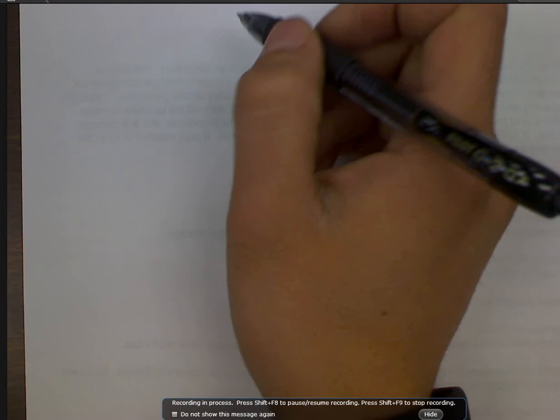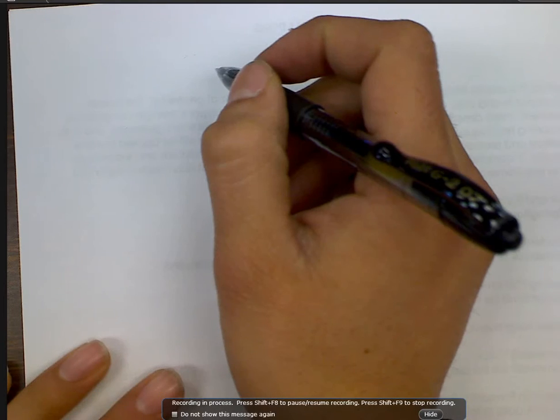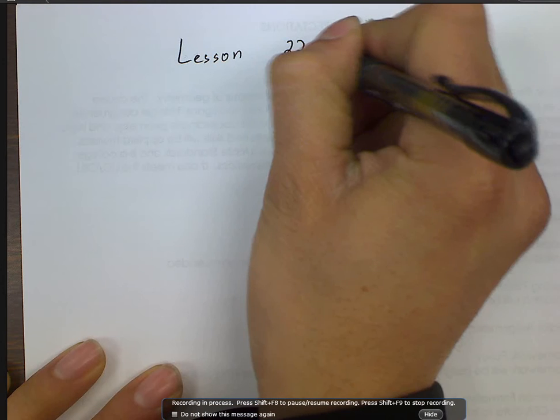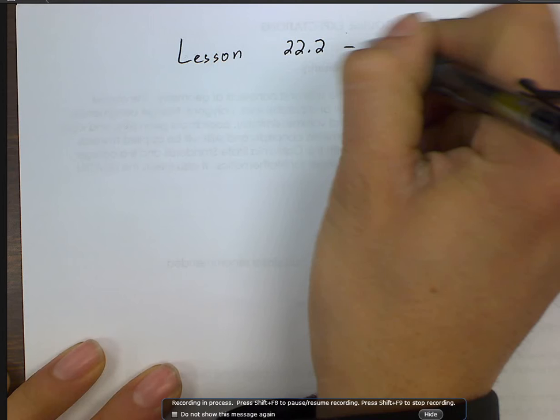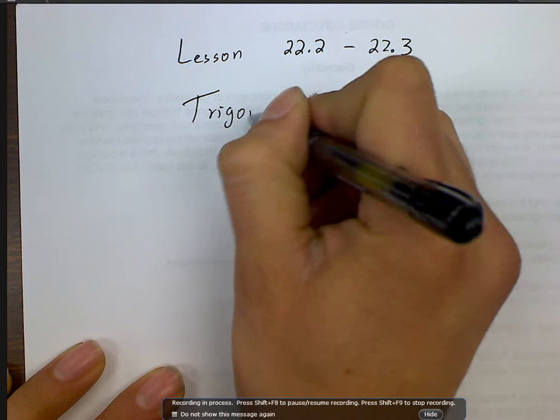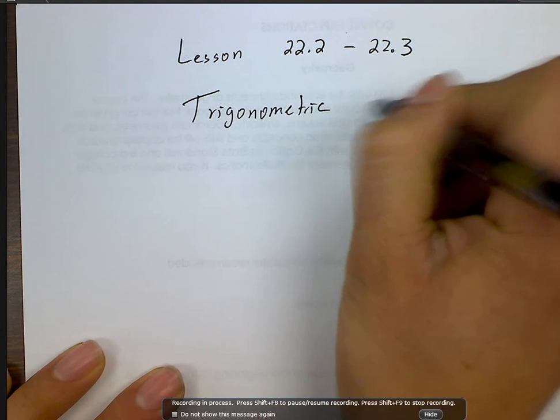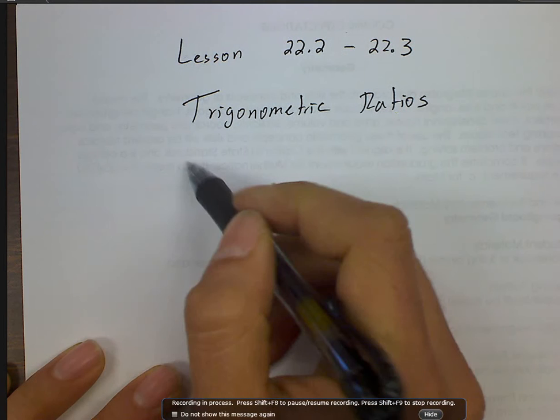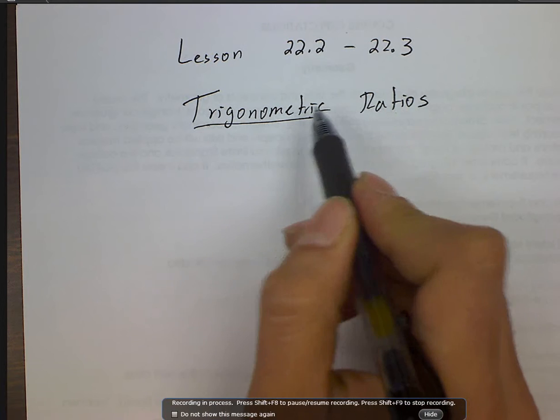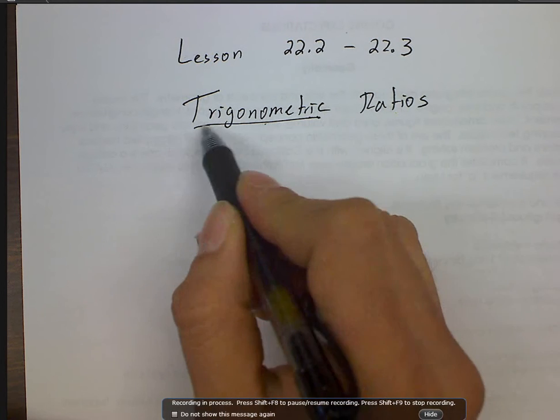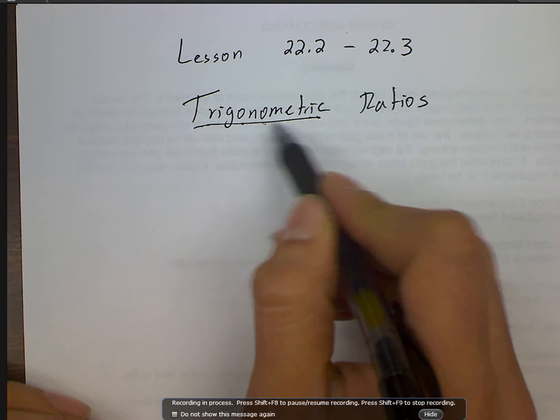So this video is for lesson 22.2 and 22.3, and this is all about trigonometric ratios. Okay, so in case you're wondering what this means, metric means to measure, and trig means triangles. So it's the measurement of triangles.